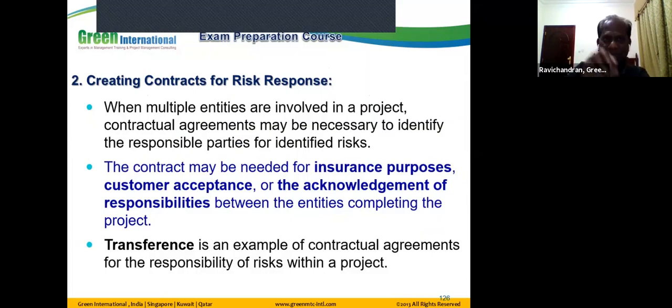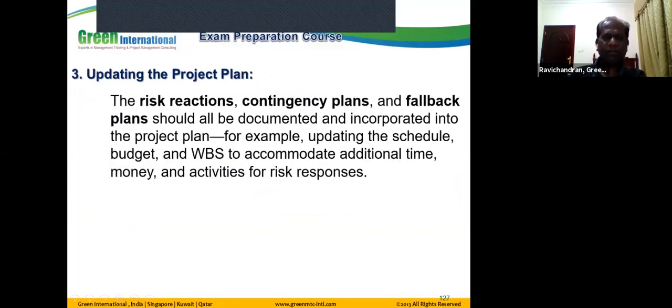Upon completion of these risk action plans, you need to decide what the various contractual obligations and conditions should be, to ensure these action plans will be implemented by the sellers appropriately to minimize the risk in the project. Of course, the contract may be needed for insurance purposes, customers' acceptance, or acknowledgement of responsibilities between the two parties in terms of managing the risk and other aspects. This is all part of this exercise, and then we are updating our plans.